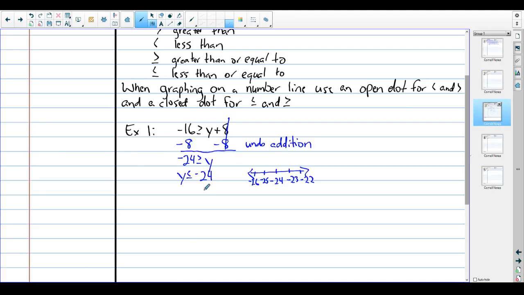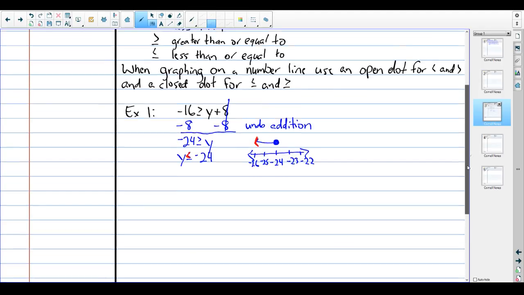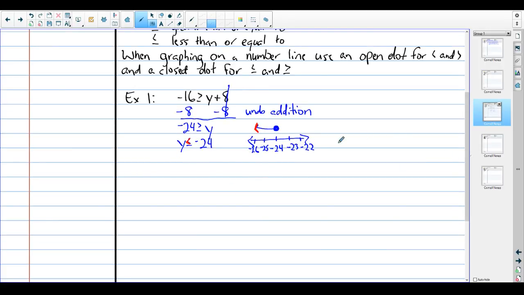Okay. We're going to put a dot on negative 24. Since it's less than or equal to, we said that's going to be a closed dot. And it's everything less than that, so it's all the numbers to the left. If you're not sure which way to draw your arrow, it points the same way that our inequality sign points, assuming we put our variable on the left. So this sign points to the left, this arrow points to the left. It's a helpful reminder. Or you can remember less than goes left, greater than goes right.